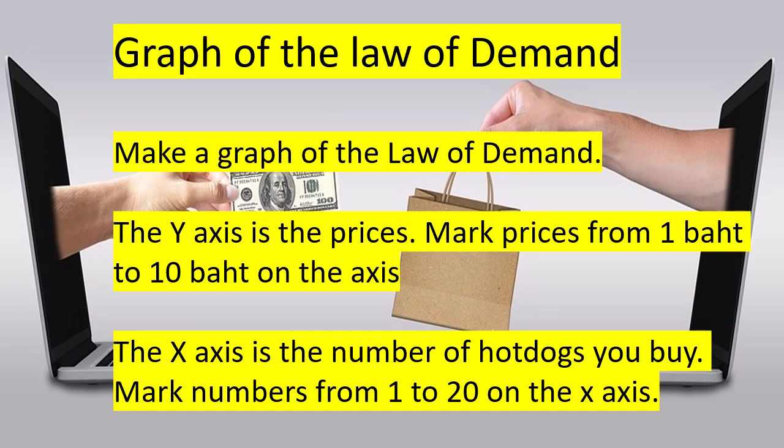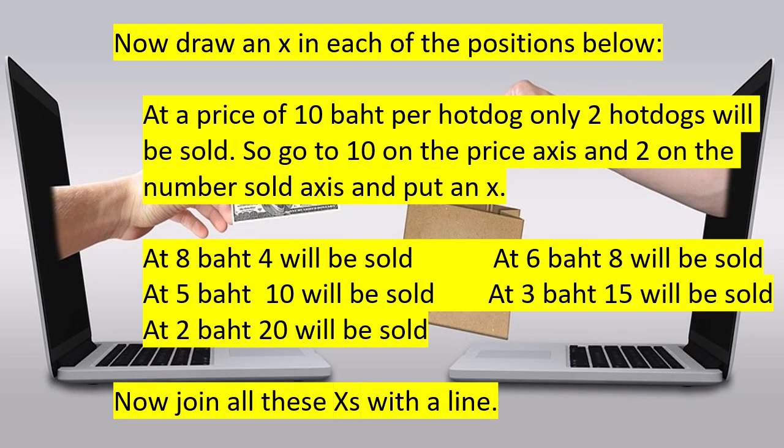So we're going to make a graph of the law of demand, the same as we did with supply. The y-axis is the prices. So we mark the prices from 1 to 10 on that axis. The x-axis is the number of hot dogs you buy. So we mark the numbers from 1 to 20 on the x-axis. So the basis of the graph is exactly the same as it was for the supply graph.